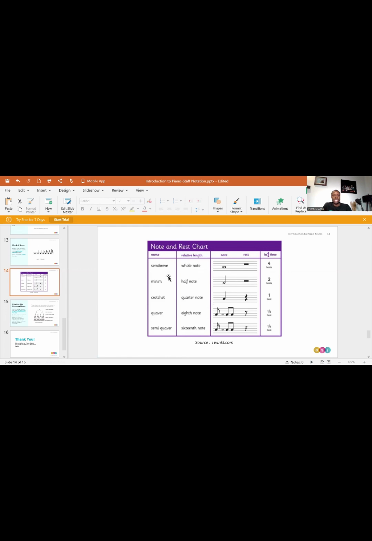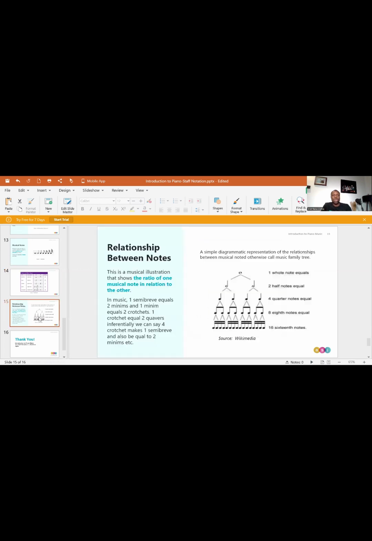So this is how the musical notes look, and their symbols. We move into the next one, knowing the relationship between musical notes. That has to do with the ratio of one note to the other. A semibreve equals 2 minims, also equal to 4 crotchets, also equal to 8 quavers and 16 semiquavers. A minim equals 2 crotchets, 4 quavers, and 8 semiquavers. A crotchet equals 2 quavers and 4 semiquavers, in that order.